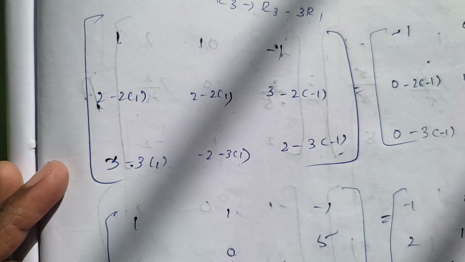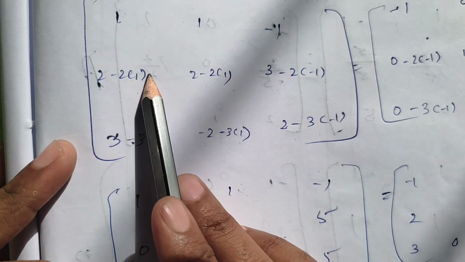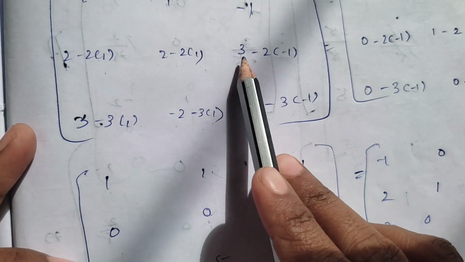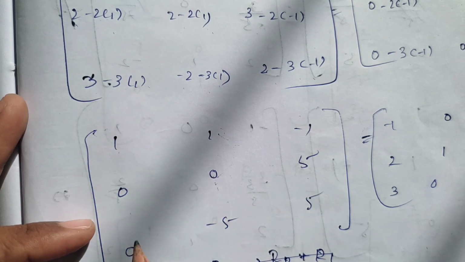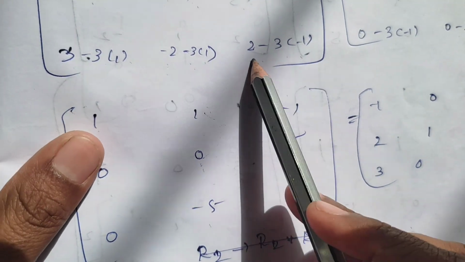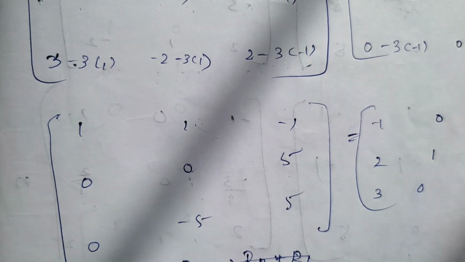On simplification, we get 1, 1, minus 1. 2 minus 2, 0. 2 minus 2, 0 again. 3 minus into minus plus 2, so 5. 3 minus 3, 0. Minus 2 minus 3, minus 5. 2 minus into minus plus 3, so it is 5.